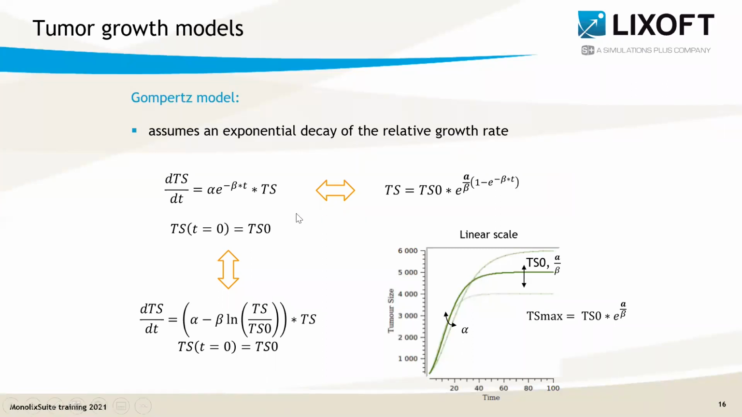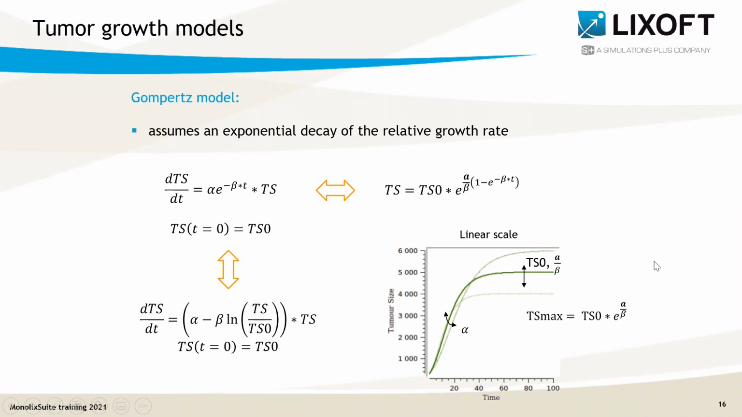So here the parameter alpha is the initial proliferation rate if TS0, the initial tumor size, is equal to 1, which means that alpha could be compared to proliferation rates measured in vitro, and beta is the rate of decrease. The carrying capacity, TS max, that corresponds to this maximal tumor size, can be derived as this formula. The drawback of this parameterization is that TS0, alpha, and beta all impact the carrying capacity, and in particular, the estimates for alpha and beta are usually quite correlated.